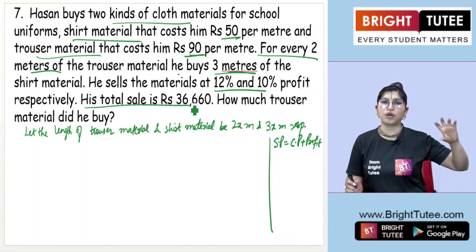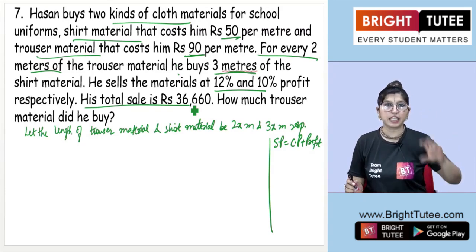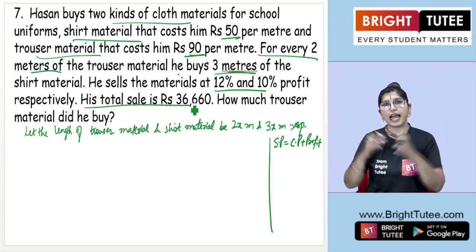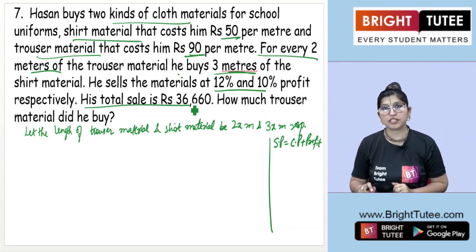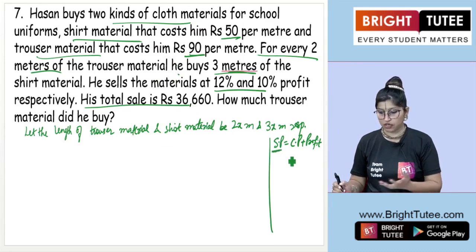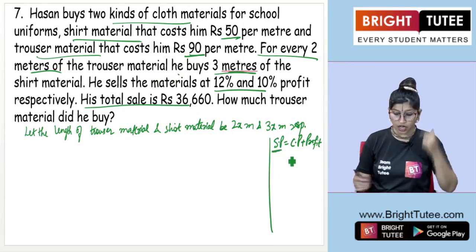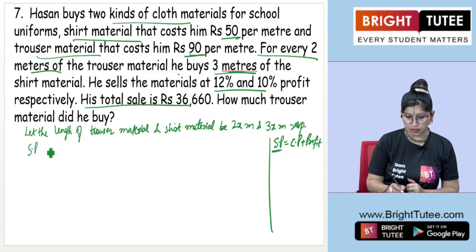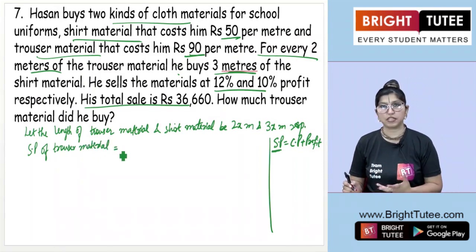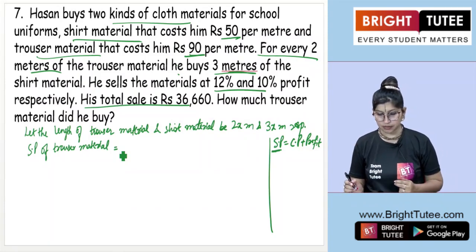We will check out the sales price, that means the SP of the trouser material plus SP of the shirt material, adding both of them and equating it to 36,600. But if you are talking about SP of the trouser and the shirt material, how do we go ahead with it? Now SP of the trouser material is 2x meter. For trouser it is 2x meter.